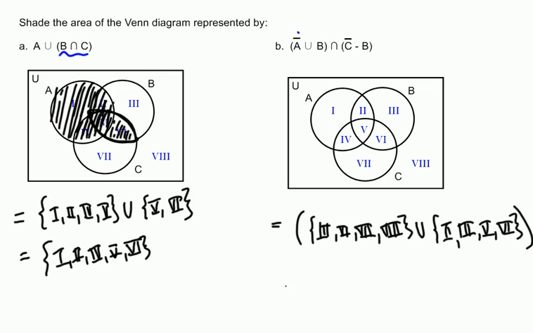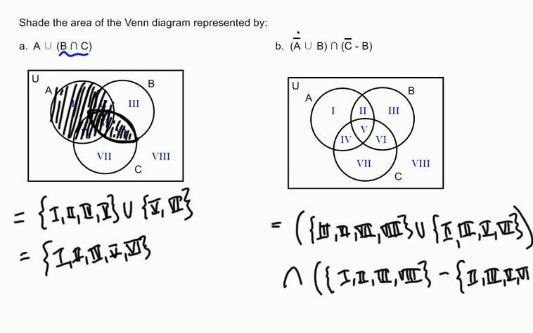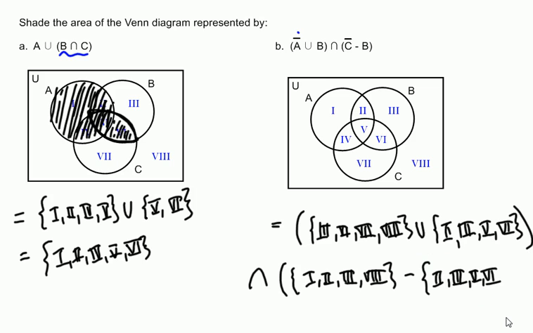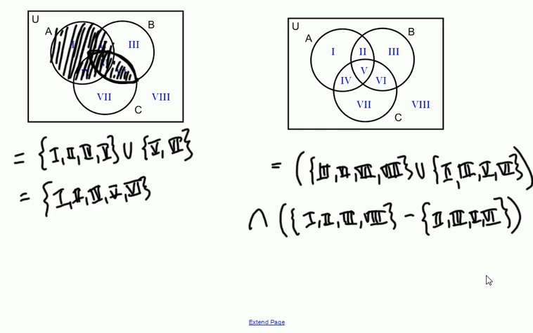And then we're going to have to intersect that with C complement, which is everything outside of C: 1, 2, 3, and 8, minus B, which is 2, 3, 5, and 6. Just ran a little bit out of room here. Okay, so we're going to have to give ourselves a little bit more room to do this.